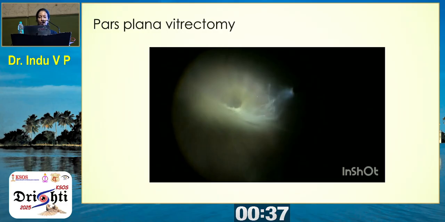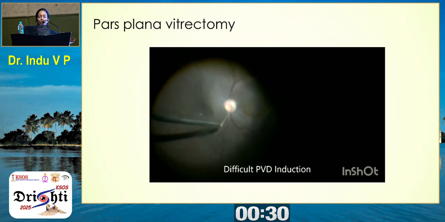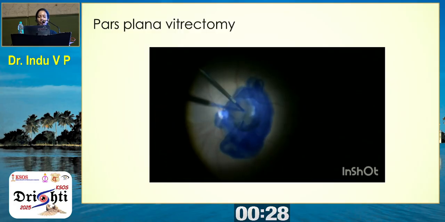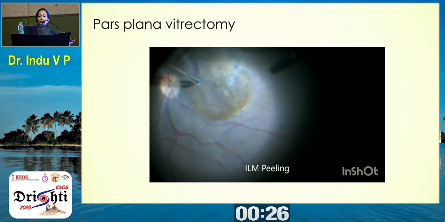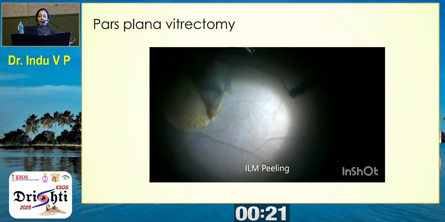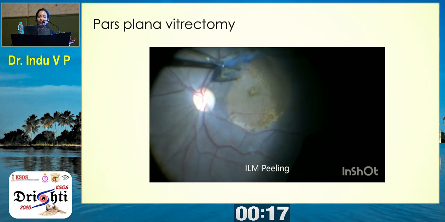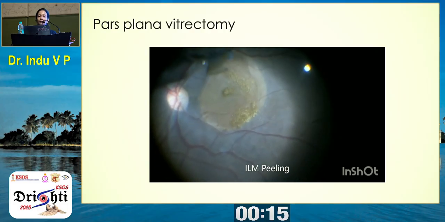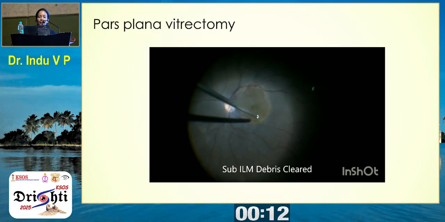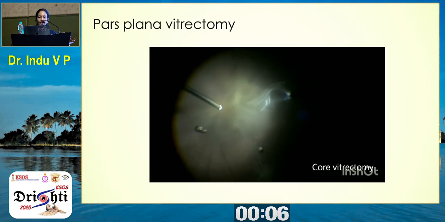This is a young patient who presented with a non-resolving vitreous hemorrhage. After doing a pars plana vitrectomy, you find that the ILM is very taut and there is blood debris under the ILM. So it was actually a sub-ILM hemorrhage which had broken through to a vitreous hemorrhage. The ILM is being peeled. You can see the debris under the ILM. It's actually the RBCs, and that is also being removed. And fluid gas air exchange is being done.